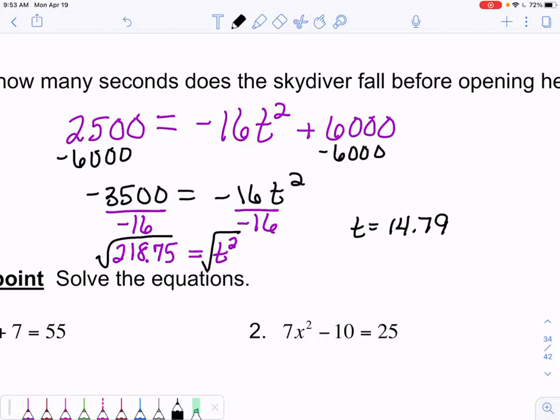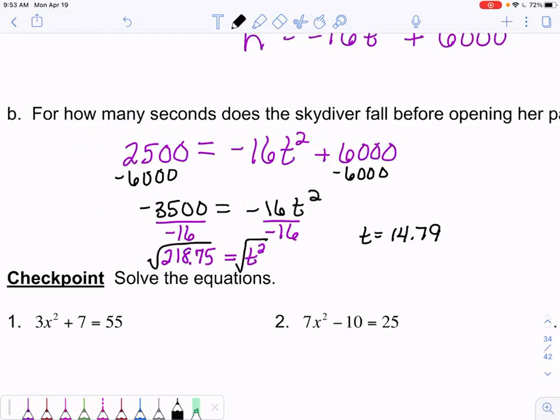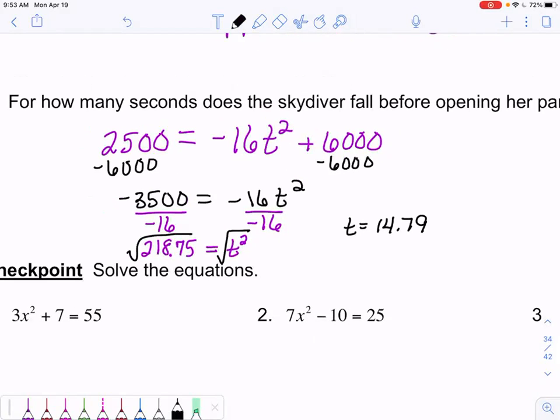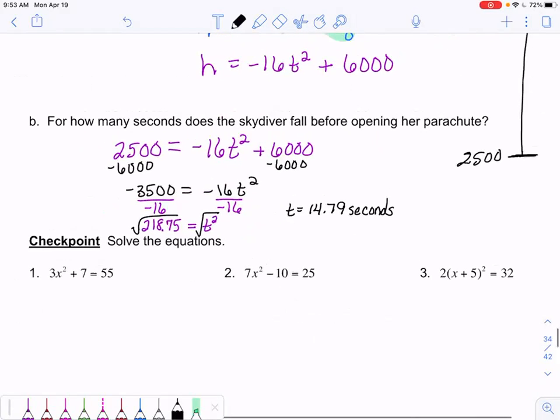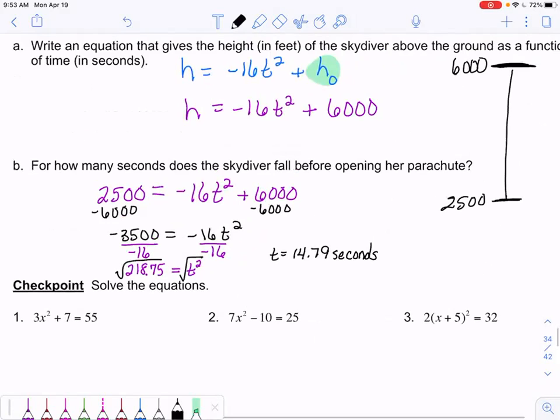Or you could say 14.8. And that's time. And what is our time being measured in? What does the question say? What's this represent? Jason, do you know what that number represents? How much time? 14.79 seconds, yeah. So how many seconds does the skydiver fall before opening her parachute?